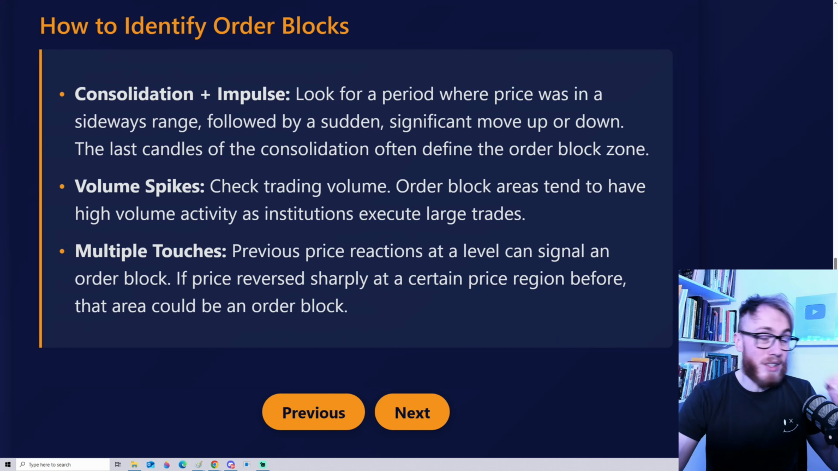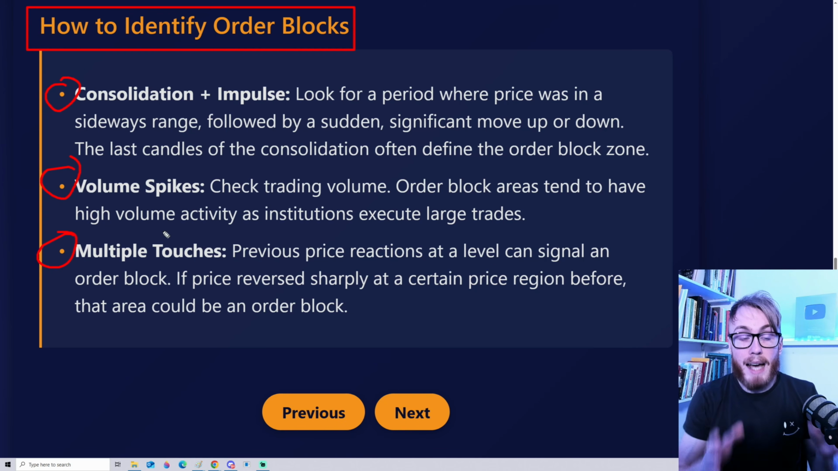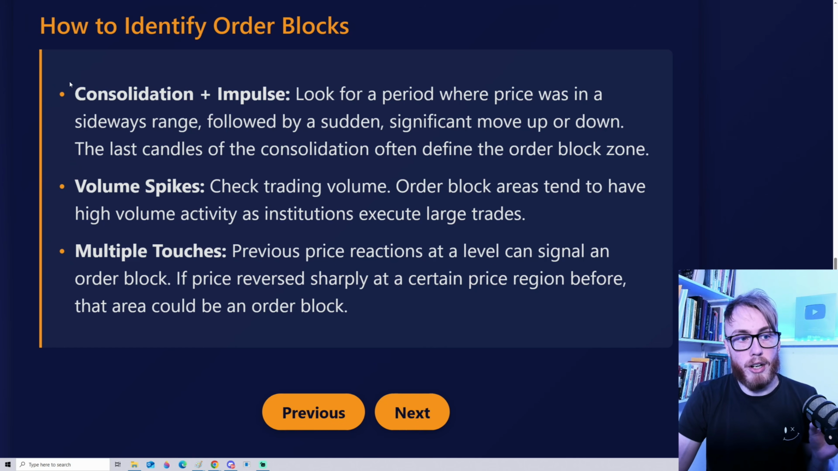Alright, so now when you know the very basics of order blocks, you are ready to start learning about how to identify the order blocks. And first, let's take a look at these three concepts, and we will very soon move over to a real chart. But first of all, we need to learn about this.